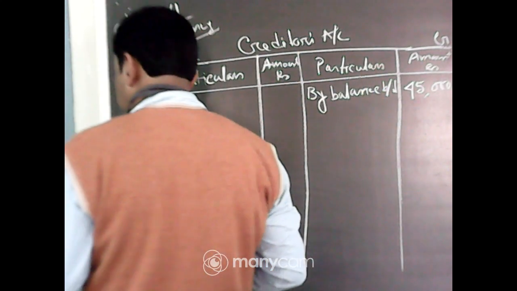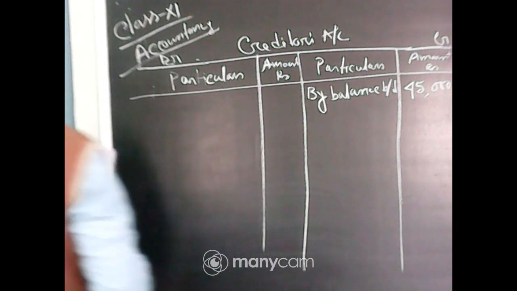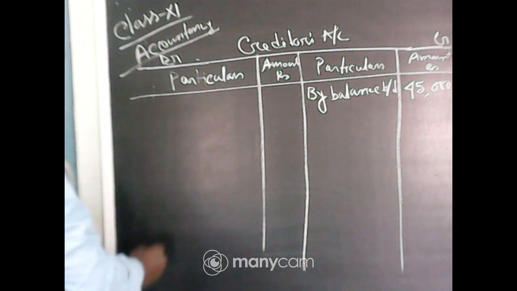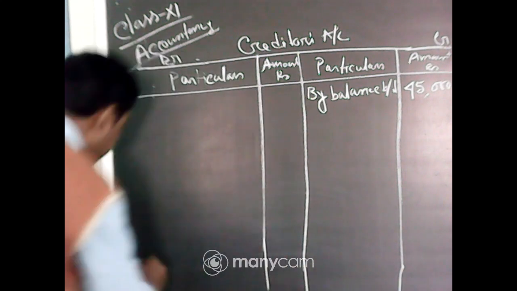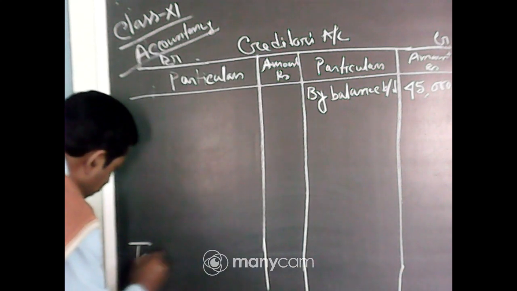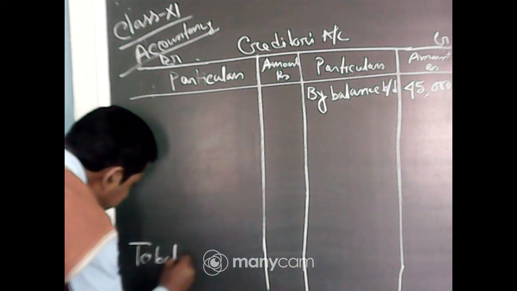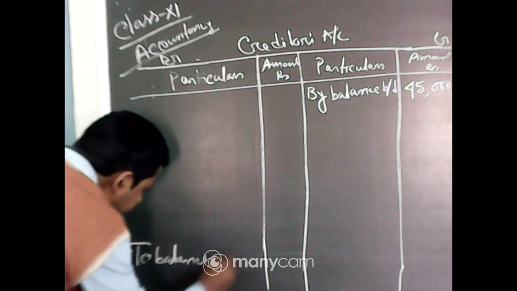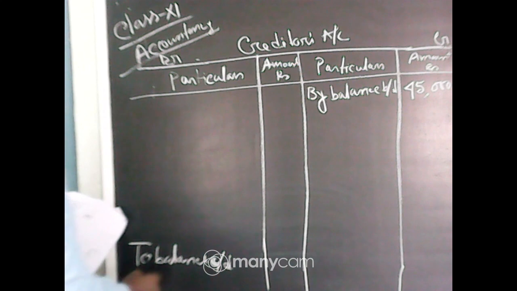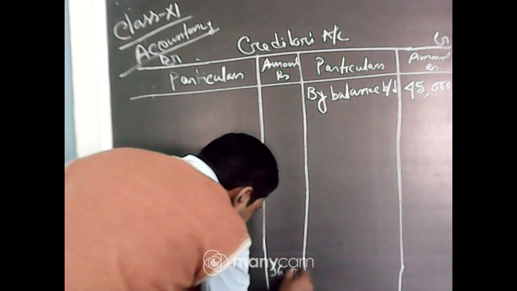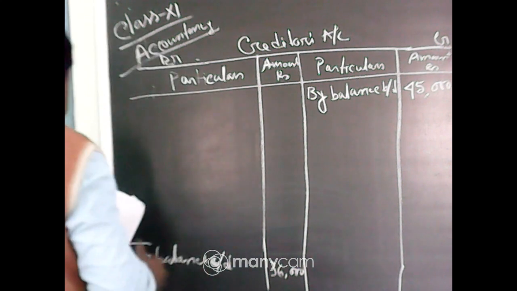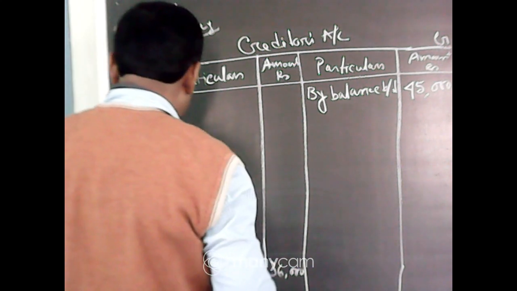And balance of creditors on March 31, 2017, that is the closing balance. So, to balance CD, that is 36,000. Okay. Now, cash paid to creditors.